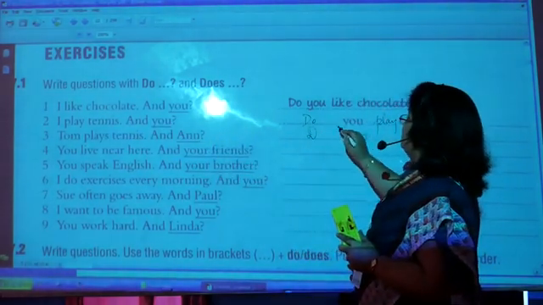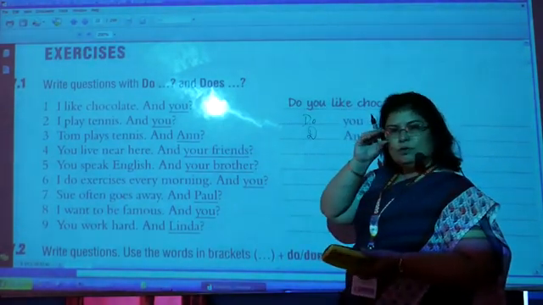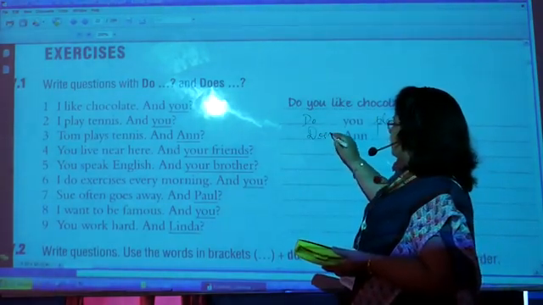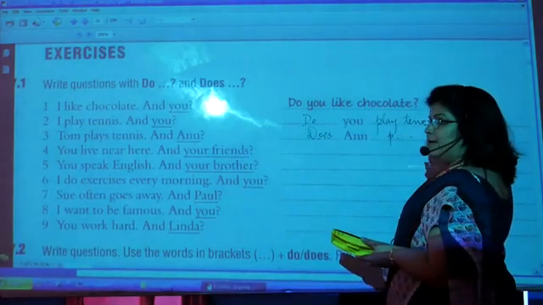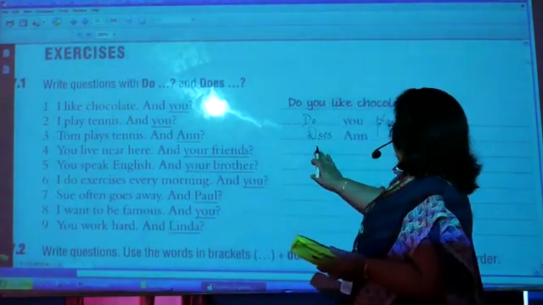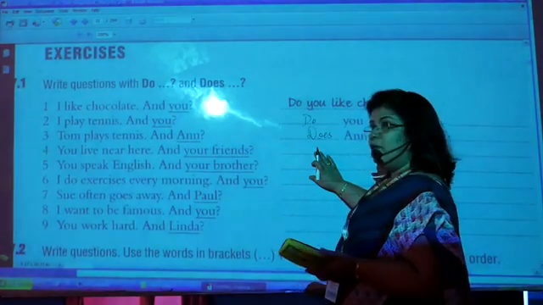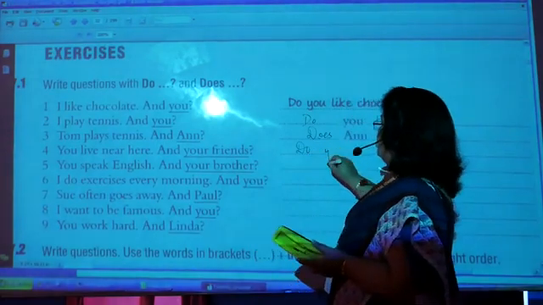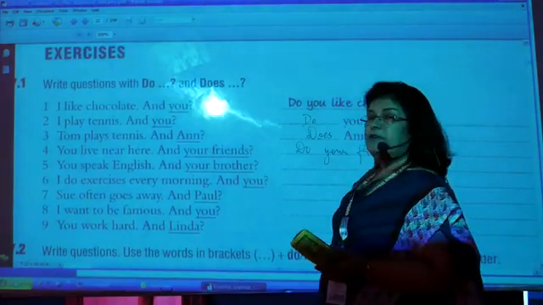Tom plays tennis and Anne? Anne is a singular noun. Why have we used do with you? Because you is considered as a plural pronoun. Now, Anne is singular. So, we'll write does. Does Anne play tennis? You live near here and your friends? Now, friends is a plural, right? Plural noun. So, what will we use here? Do. Do your friends live near here?